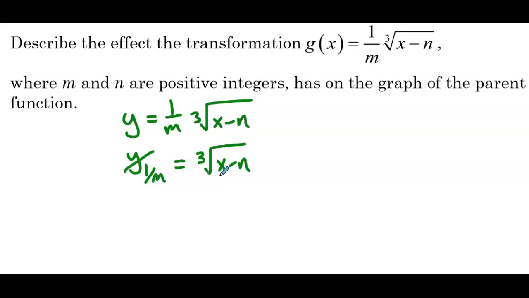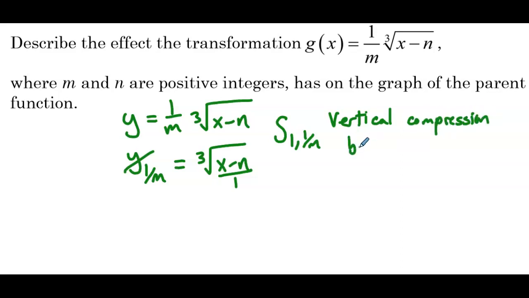Okay, so we can think of this as x minus n divided by 1. So our scale factor is 1 comma 1 over m. So m is a positive integer, so that might be 1/2, 1/3, 1/4, but it's definitely a fraction that's smaller than 1. So now we have a vertical compression by a factor of 1 over m, whatever that is, we're not sure.